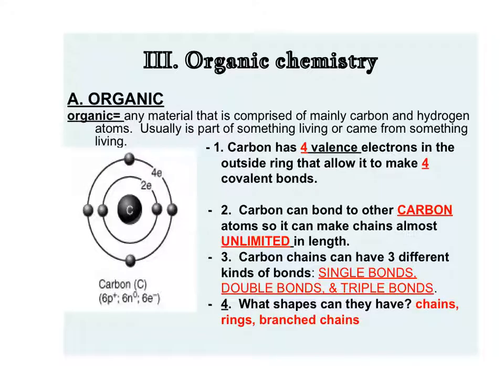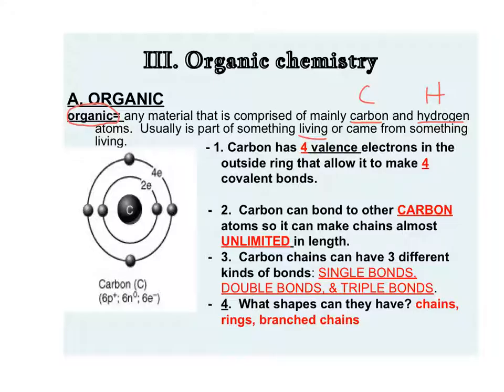Alright, so organic. There's several different definitions of organic. If you Googled it right now, you'd probably find 5, 10 different definitions. But this is going to be my definition. Is it 100% the best? I don't know. But this is what we're going to go with. Organic compounds are made mostly of carbon and hydrogen, so C and H, and it usually is part of something living or it came from something that was living.